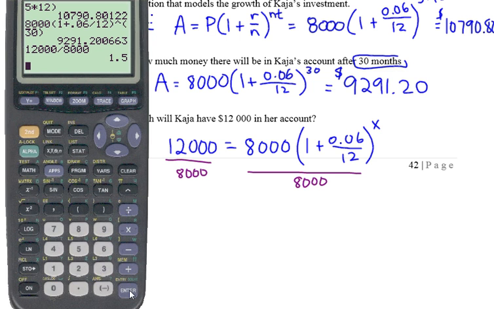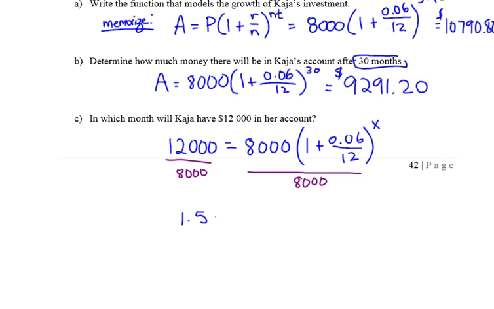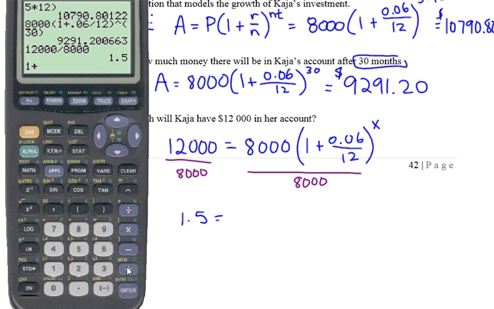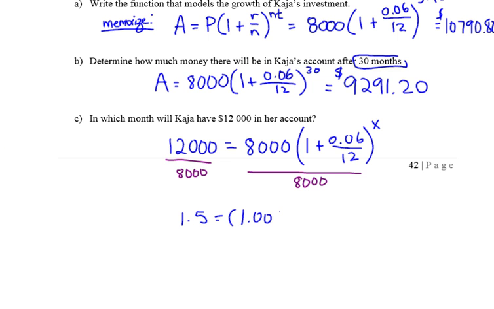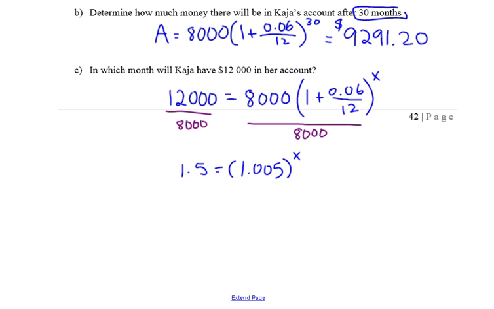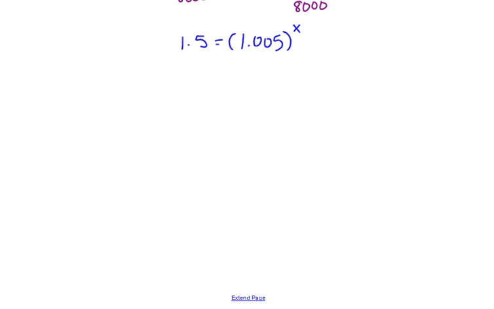This is 1.5. That's a nice number. Equals 0.06 divided by 12. Let's simplify our base. So 1 plus 0.06 over 12 is 1.005. Power of x. So now, can we make these bases the same? No. So what do we have to do?